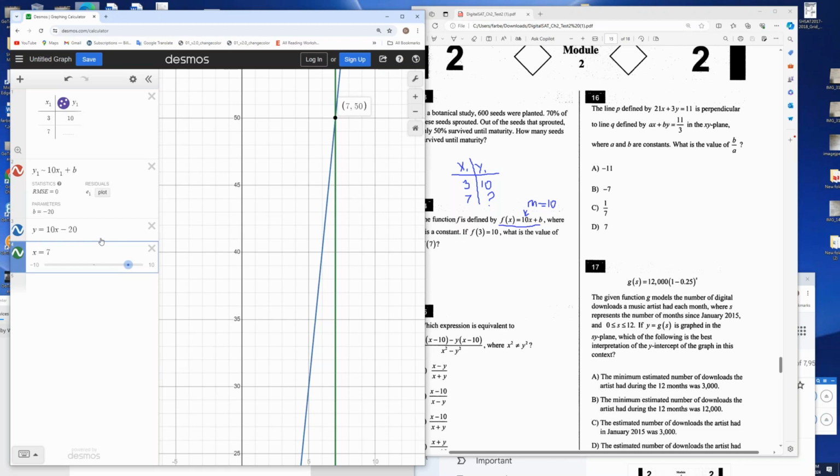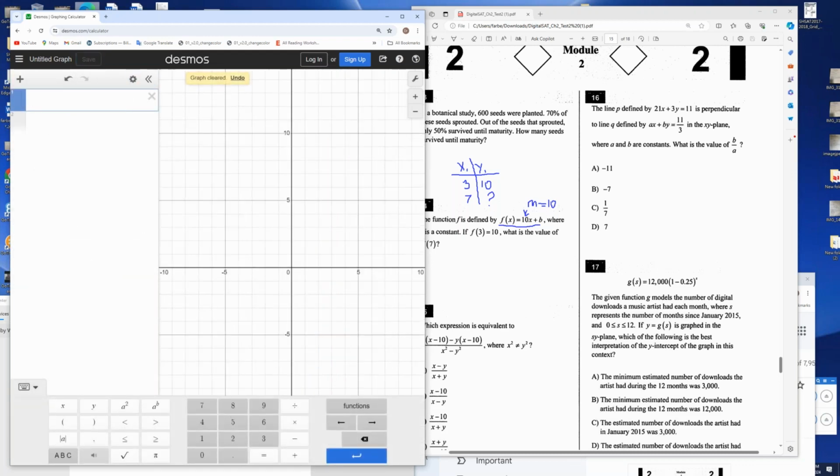So why we're doing this is just to save your time on the real test. Who understands this up to this point? 100%, hands up, 100. Okay, good, good, good. Let me delete everything here.